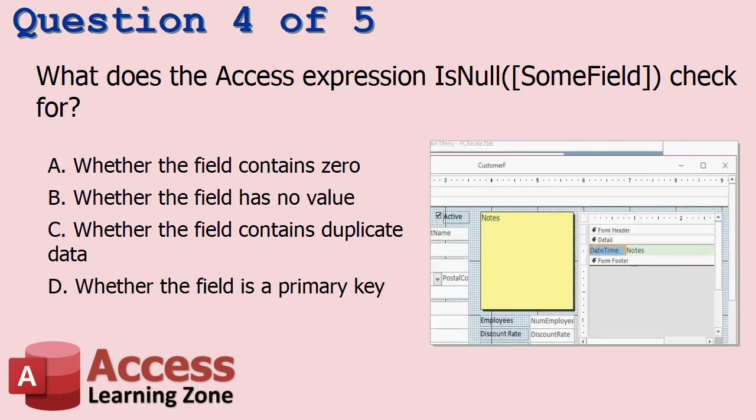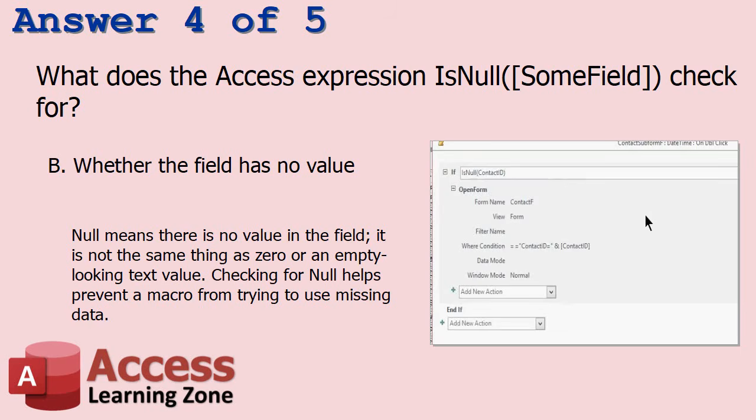Question 4. What is the Access expression IsNull some field check for? Whether the field contains a 0, whether the field has no value, whether the field contains duplicate data, or whether the field is a primary key. Null values have no value. That's B.